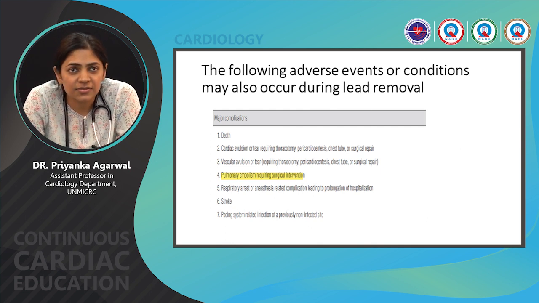So, moving ahead, discussing briefly the complications of transvenous lead extraction. The major complications: on-table death can occur, cardiac avulsion or tear requiring thoracotomy, pericardiocentesis, chest tube or surgical repair, vascular avulsion or tear, pulmonary embolism requiring surgical interventions, respiratory arrest, stroke, and pacing system related infection of a previously non-infected site.